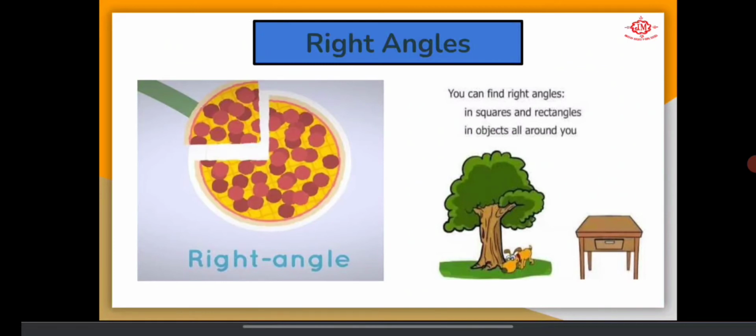Yes, there is a slice of pizza which forms a right angle. Then there is an angle between the tree and the ground which is also a right angle. We can see right angles in the legs of the table. You can find right angles in squares and rectangles and also in objects all around you.